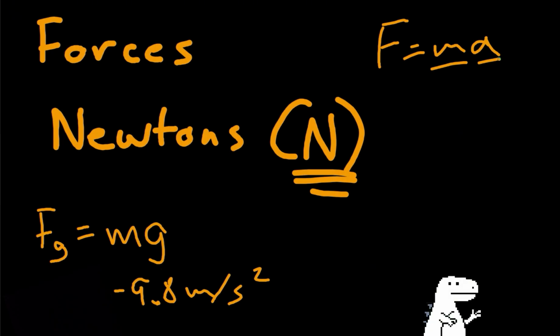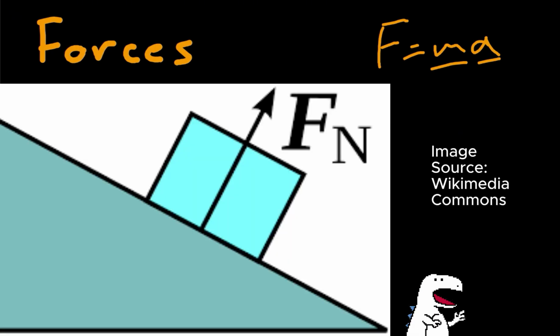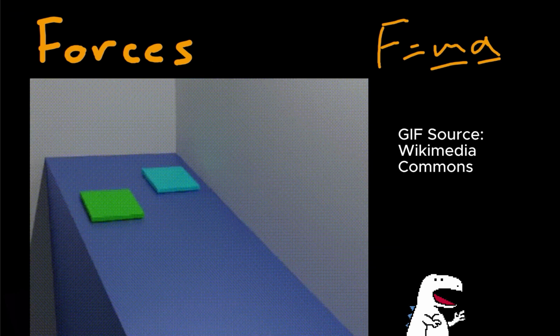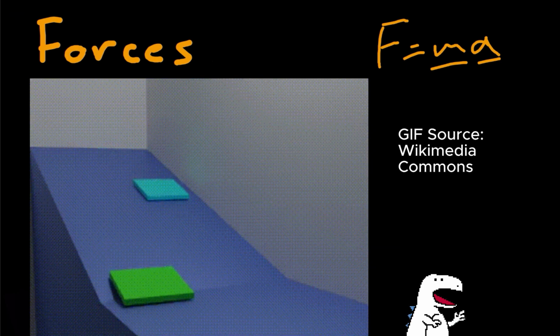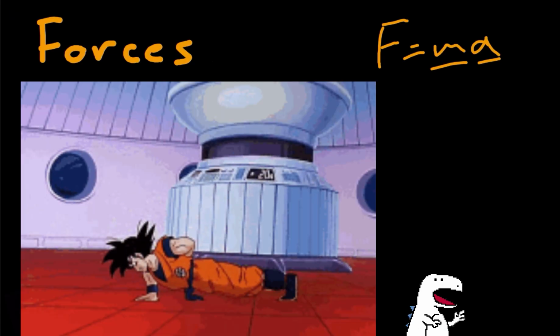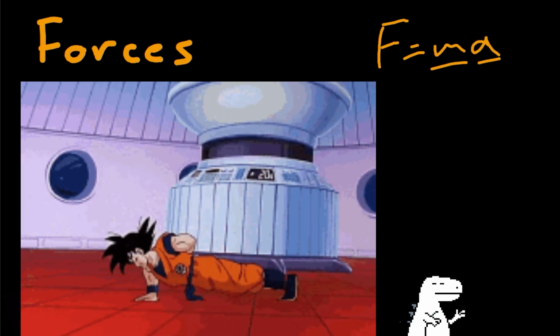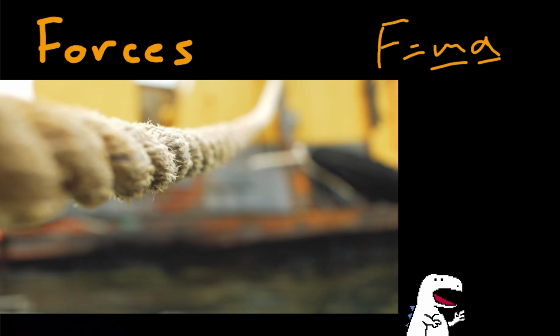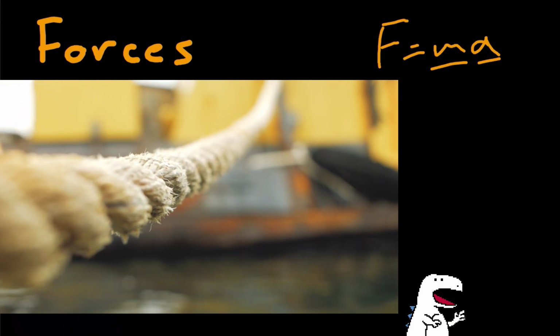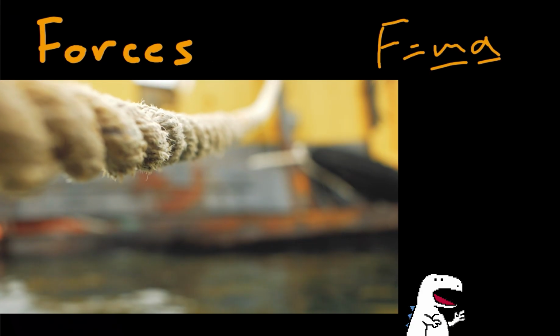And then we have normal force, which is the force from a surface supporting an object, which is always perpendicular. We have friction force, which opposes motion, depends on surface and normal force. We have applied force, which is any force applied by a person or object. We have tension force, which is a pulling force transmitted by a string or rope.